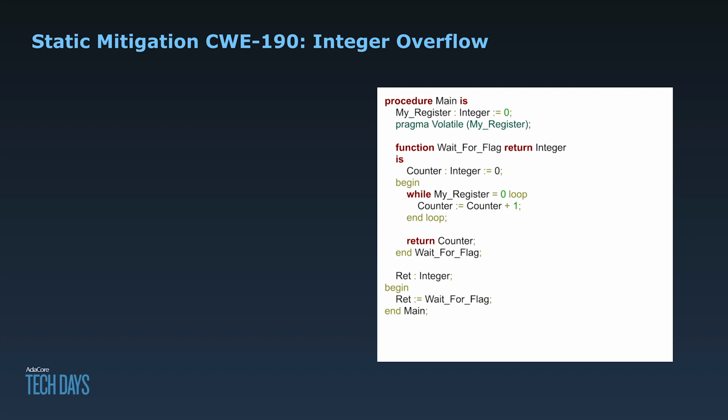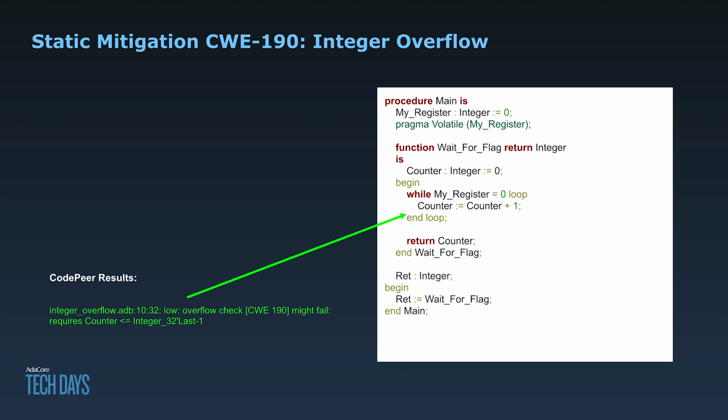Do the same thing with our integer overflow problem. So again, we turn checks off. What will happen if we wrap this around with checks off? Undefined behavior, checks are turned off. So we do want to be able to run static analysis here. We want to be able to catch this. So if we run static analysis, we get overflow check, CWE 190. Might fail, requires that the counter is less than or equal to Integer'Last minus 1. Does that make sense to everyone?